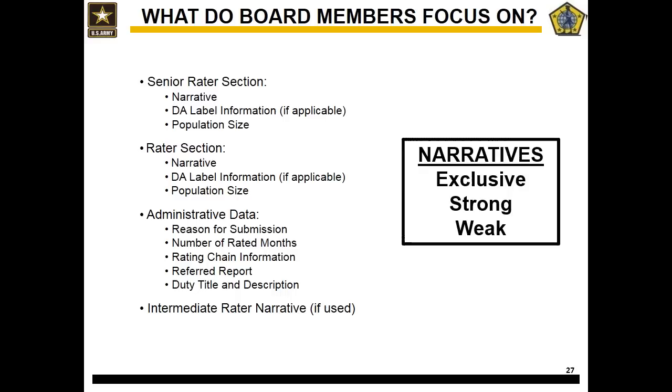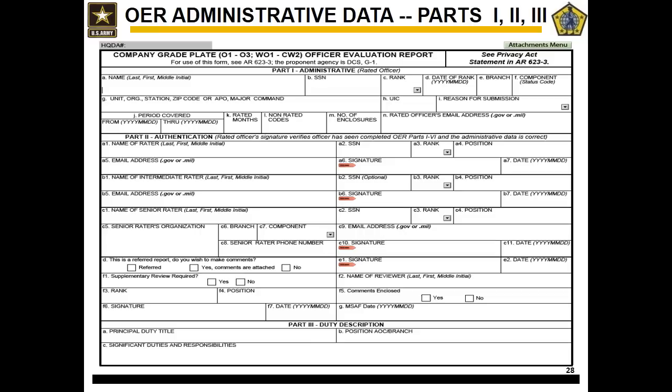Now let's take a closer look at the administrative portion of the evaluation. There are several parts of administrative data that may be useful to board members, such as the reason for submission, the number of rated months, the rating chain information, whether it is a referred report, and the duty title and description. As a reminder, referred reports are evaluations that are provided to the rated officer for acknowledgement or comment prior to processing by Headquarters Department of the Army.